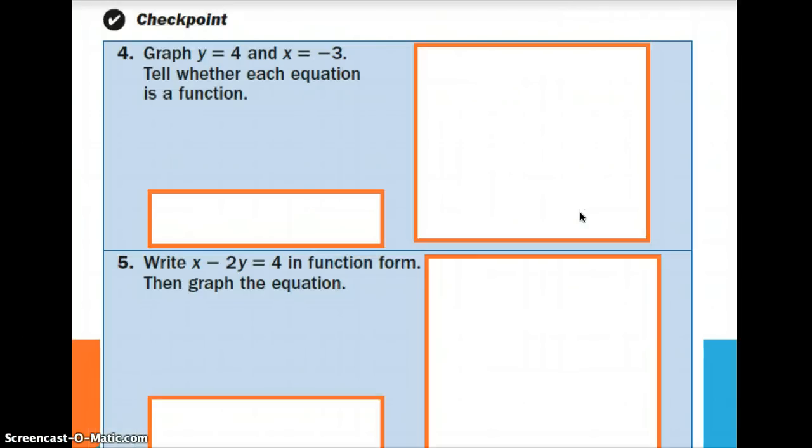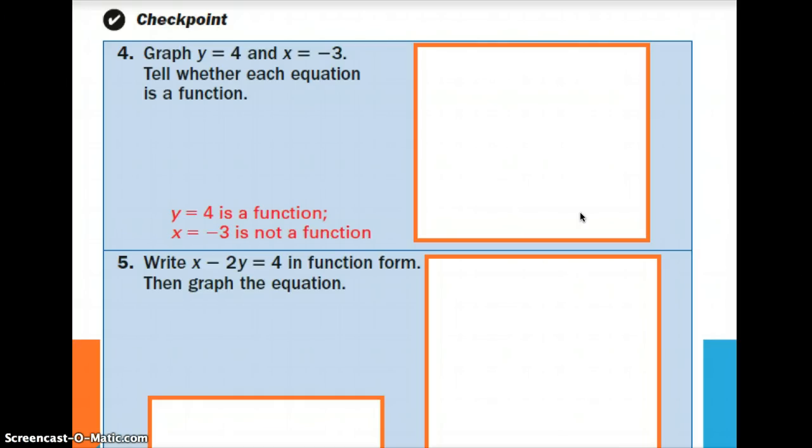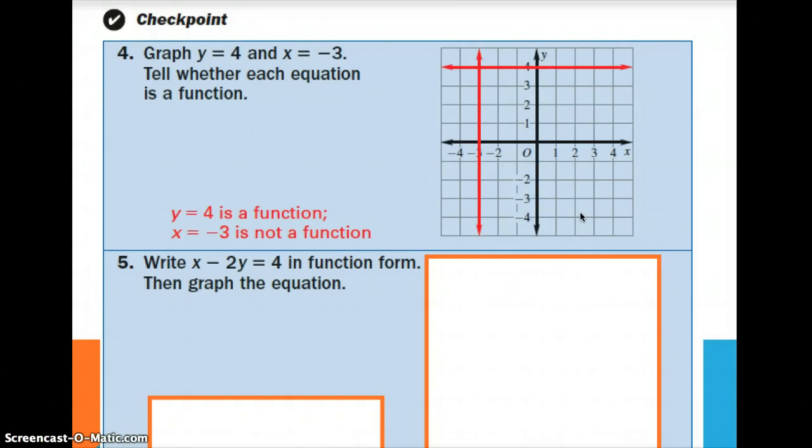Checkpoint. Again, pause the video and try this yourself. Remember, if it's a function, a vertical line test will only go through one point. You can see y equals 4 is the horizontal line. If I make a vertical line, it's going to be a function because only one point goes through it. x equals negative 3 is a vertical line, and vertical lines are not functions. So this is not a function.